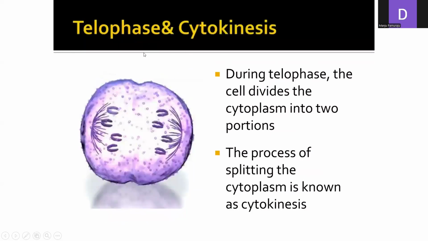Next, during the telophase, the cell divides the cytoplasm into two equal portions, and the process of splitting the cytoplasm is known as cytokinesis. Here, a single cell is divided to form the two daughter cells. So it is called cytokinesis, the division of the two cells.